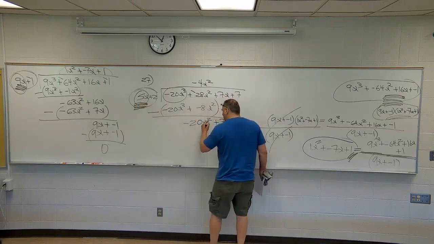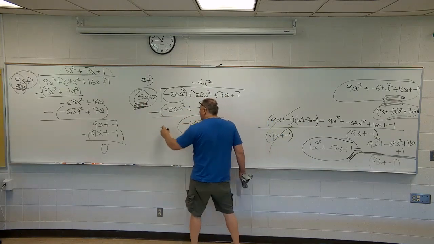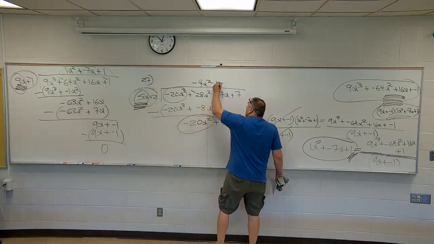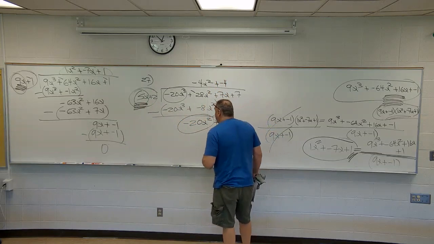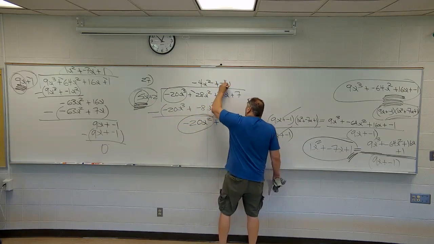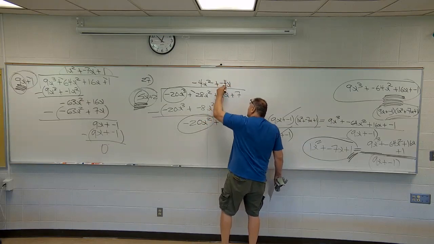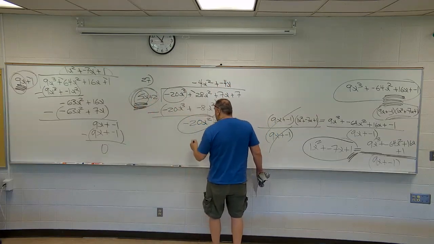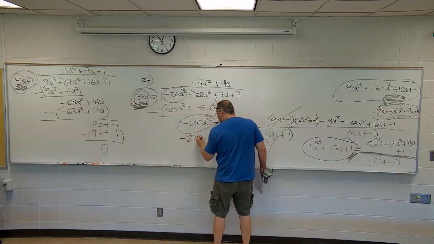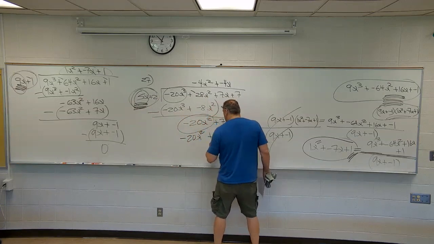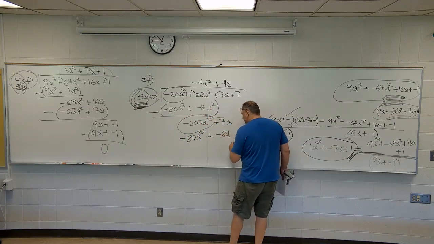5x goes into negative. Go lead term into lead term. 5x into negative 20x squared. 5 goes into negative 20, negative 4 times. X goes into x squared, x times. Now take this guy, negative 4x, and multiply it by both of these. Negative 4x times 5x is negative 20x squared. Yeah, we knew that. We got it from before. Negative 4x times 2 is negative 8x.